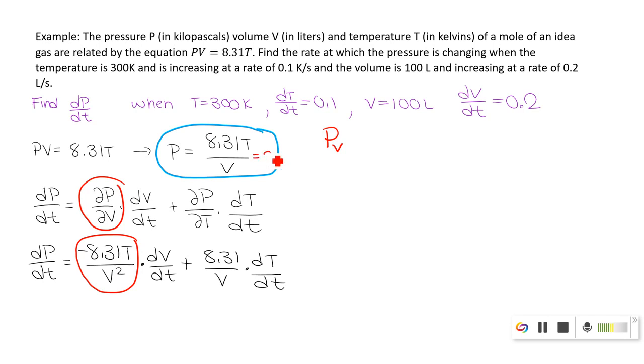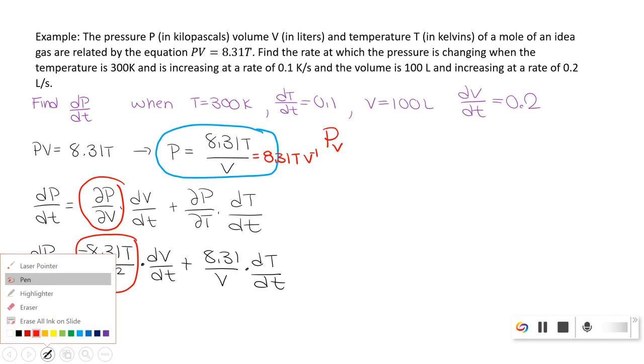How I got that is I thought of this as 8.31T times V to the negative 1. Brought the negative 1 down and then ended up getting a V to the negative 2. That's why I have the V squared on the bottom there. Okay, so that's my dP/dV.